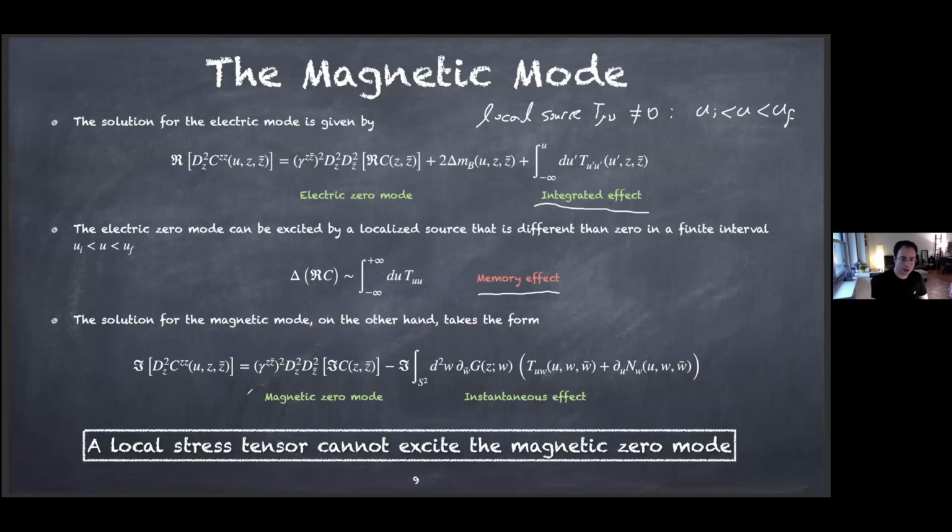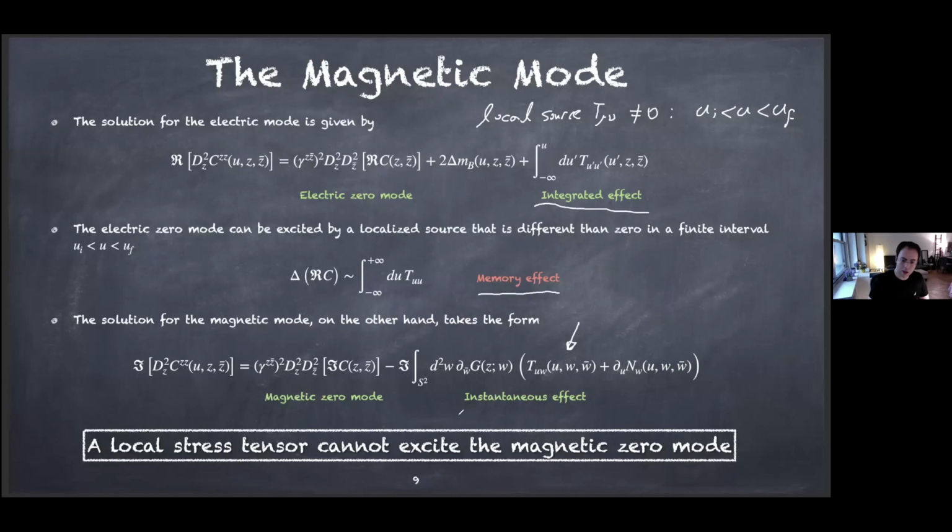The first term here is, again, the boundary condition, similar to the solution for the electric mode, except that now the boundary condition is given by the imaginary part of the boundary graviton. And then we have a term proportional to the stress tensor, integrated over the sphere with some coefficient that depends on the Green's function of the problem. The exact form of the Green's function is not very important right now. The important thing is that we have an integration over the sphere, but not over U.